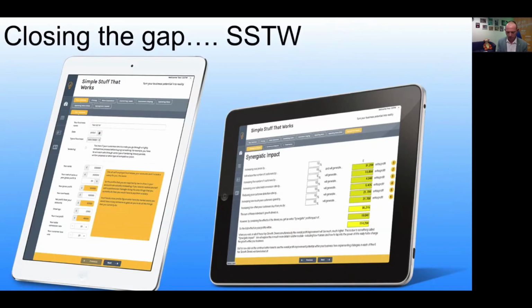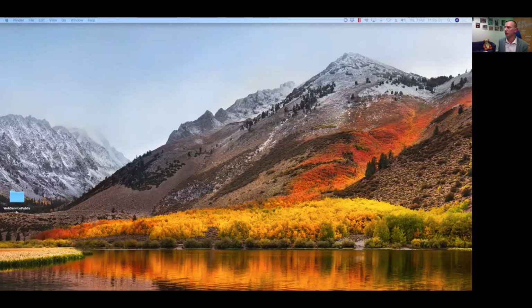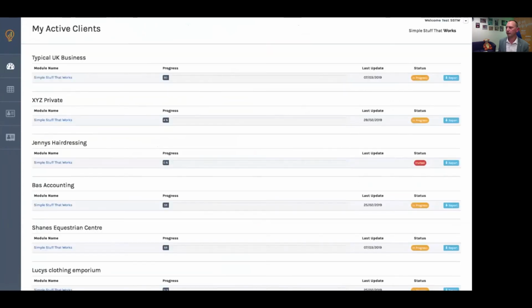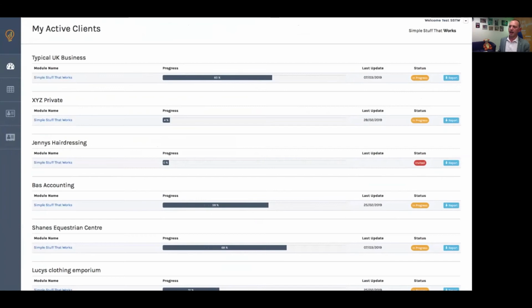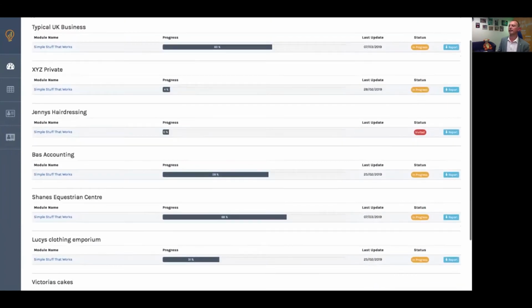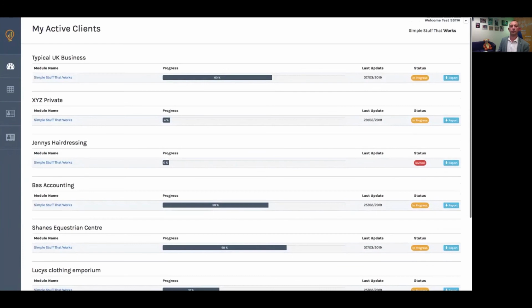So I'm just going to stop my presentation for a moment and pull that up. Let me go back to the home page. I've obviously had a little play. This is called Simple Stuff That Works, and it allows an accountant to register any of their clients that are going through this. It shows them the progress they've gone through so far.